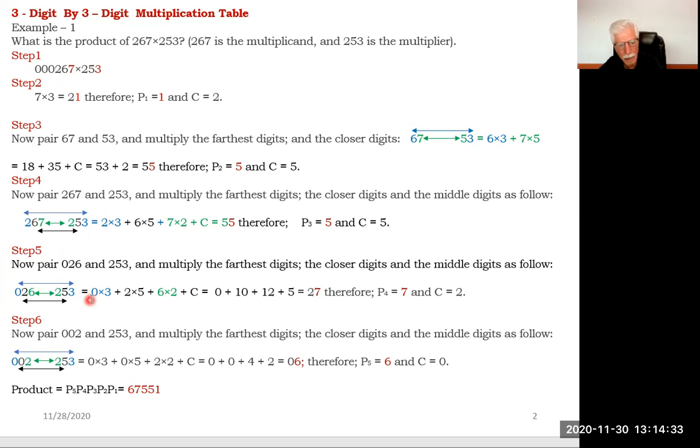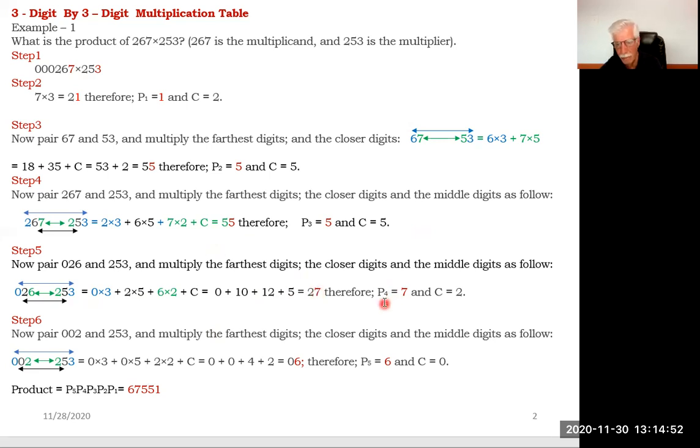0 into 3 is 0. 2 into 5 is 10. 6 into 2 is 12. And we have a 5 here also. So 10 plus 12 plus 5 is 27. 7 is the next digit of our product from the right-hand side.